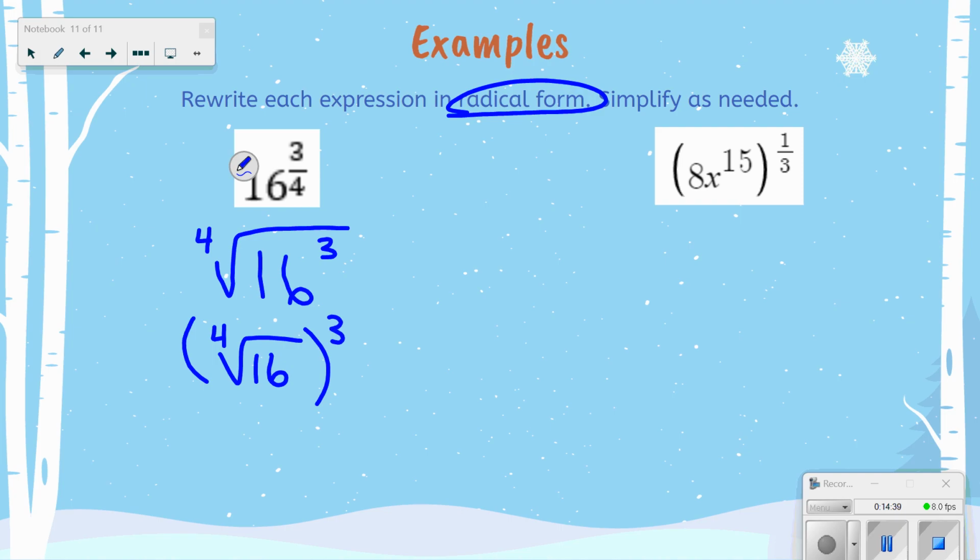Good. So these two are the same. This one, my numbers are going to be a little smaller, a little easier to work with, because what's the 4th root of 16? Great. So this is just saying, hey, this is 2 to the 3rd power, which we know is equal to 8.